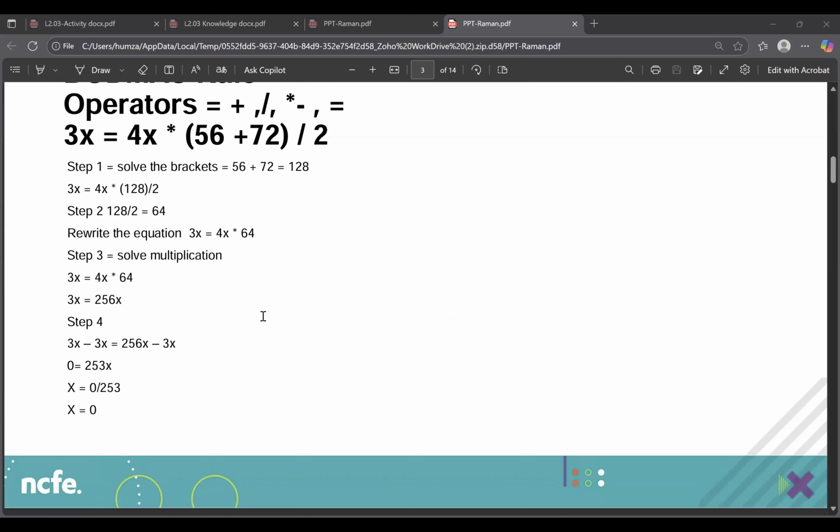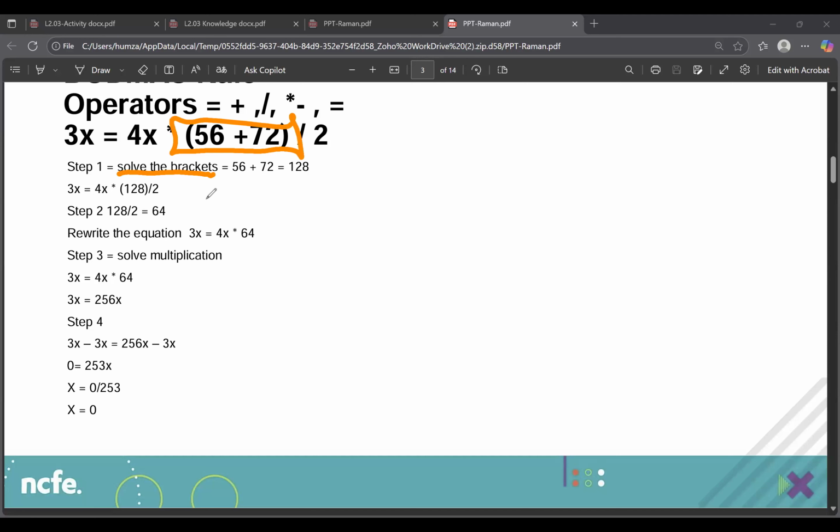So step one is to solve the brackets. So the brackets were here: 56 plus 72 equals 128. So then it becomes 3x equals 4x times 128 divided by 2.